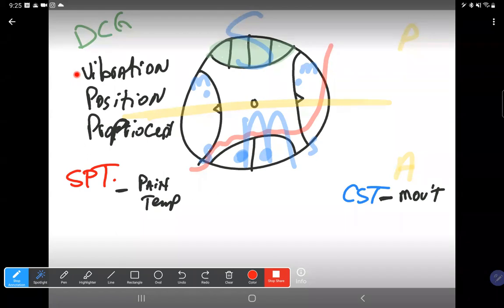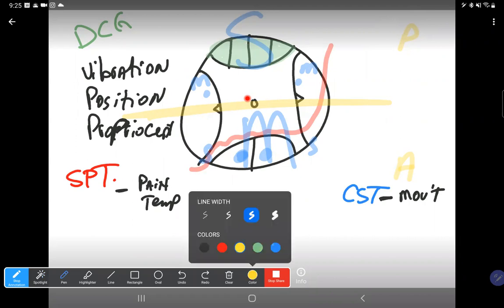Here I have my spinal cord, anterior, posterior. We have the anterior horns, the posterior horns, and the nucleus pulposus right in the middle. What I want you to realize is notice how I put M and S. What are these M's and S's? What does this mean?